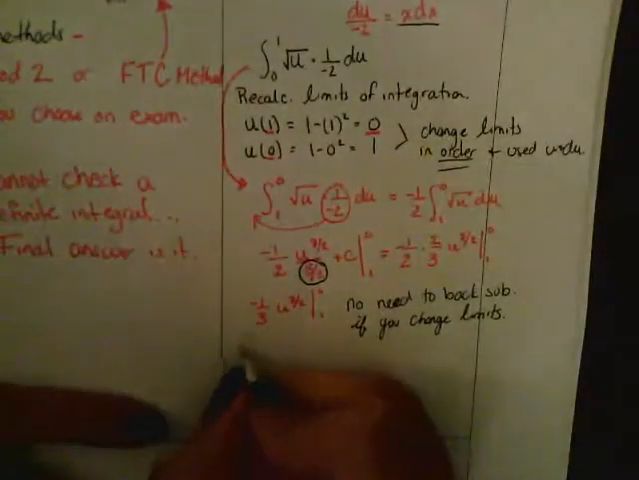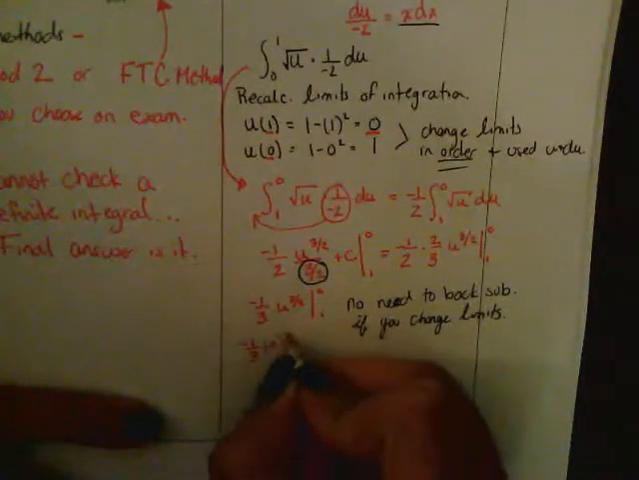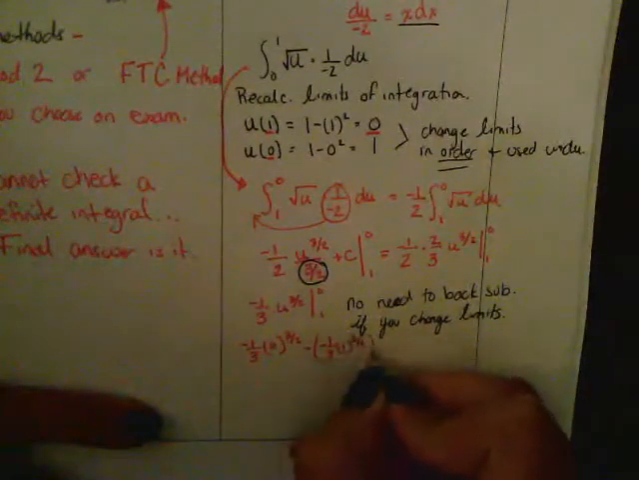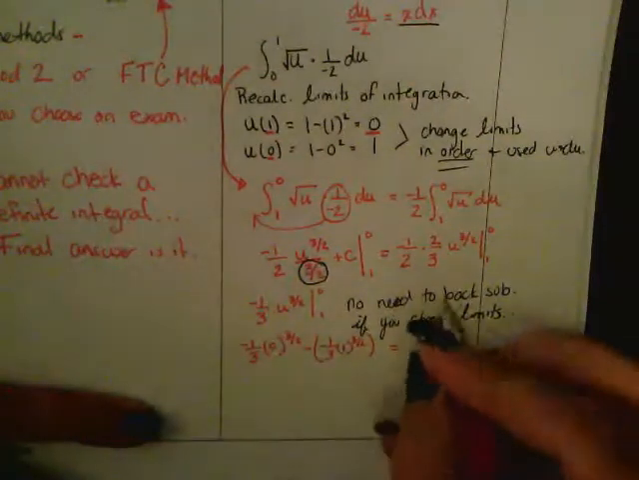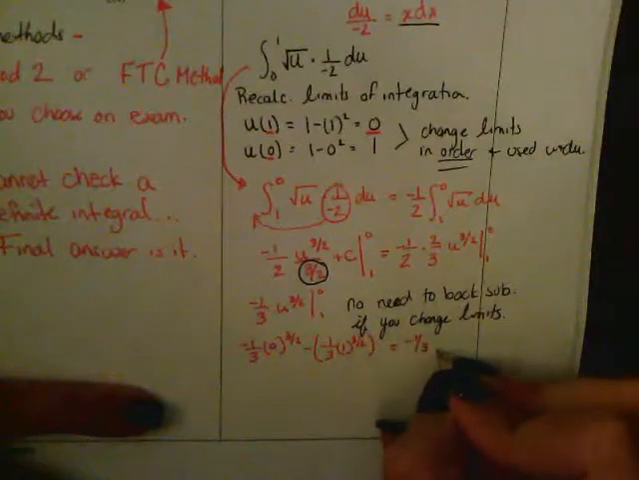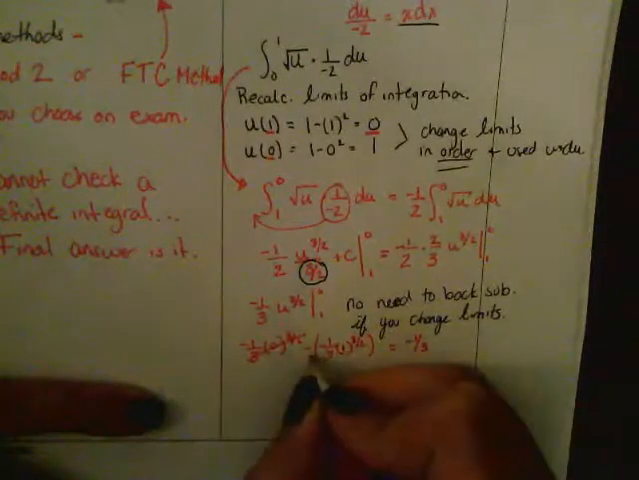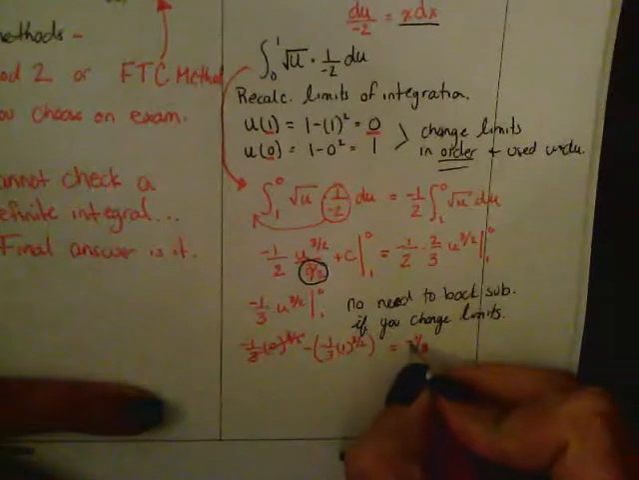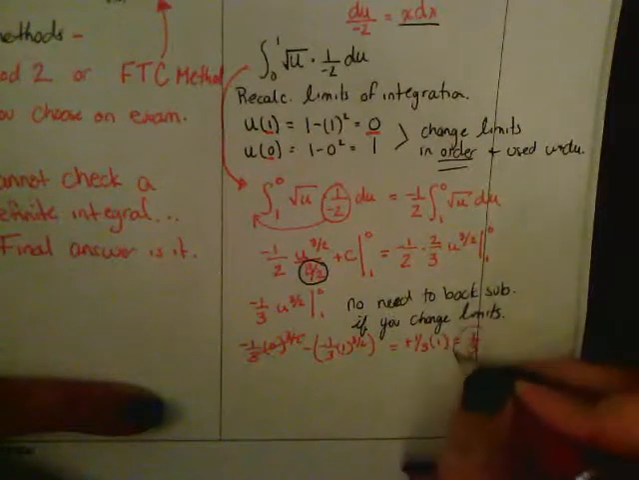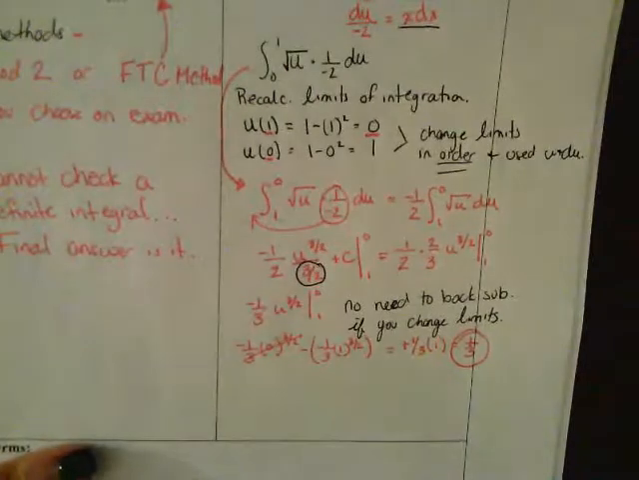Okay, so now all I gotta do is put negative 1/3, plug in 0, minus negative 1/3, plug in 1, and we get negative 1/3. Oops, sorry, that actually ends up 0. So this becomes positive 1/3 times 1, which is just 1/3. So that's using the fundamental theorem of calculus.